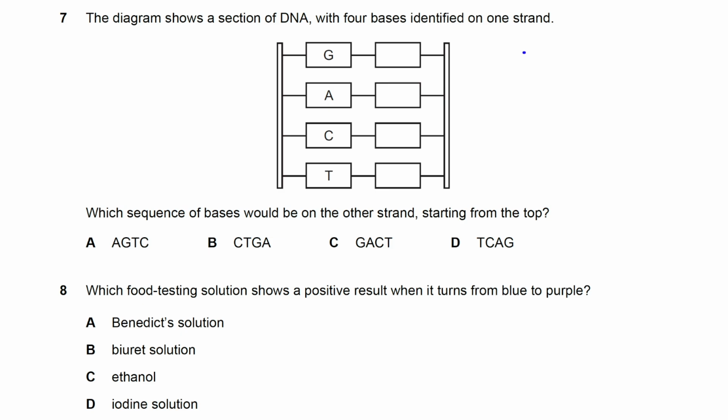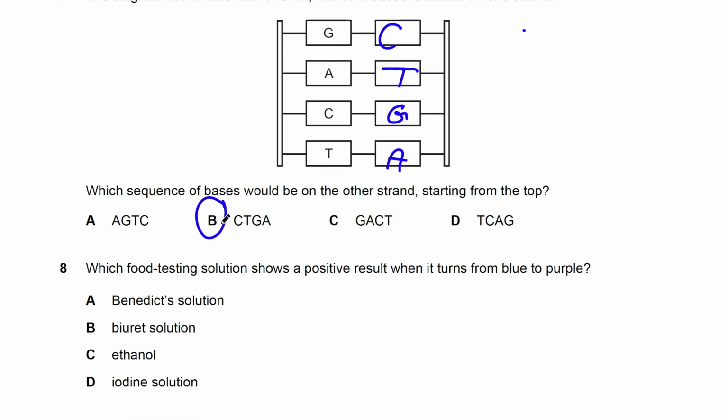Okay, the diagram shows a section of DNA with 4 bases identified on one strand. That's clear. Which sequence of bases would be on the other strand starting from the top? Very simple and easy. This is the complementary. Come on. Guanine all the time with cytosine, adenine with thymine, cytosine with guanine, and thymine with adenine. So CTGA, that means the right answer here is B. Perfect. Move on. Question number 8.